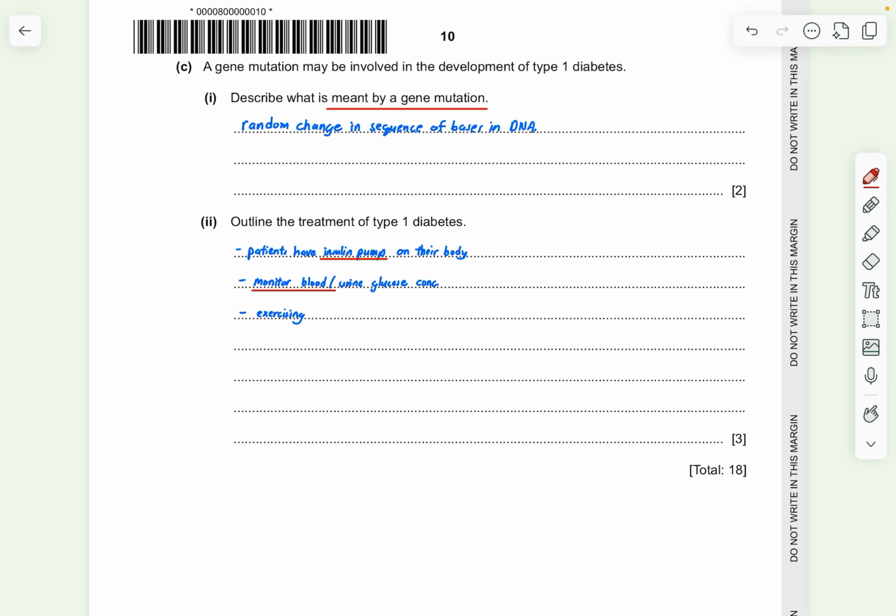And of course, another treatment for type 1 diabetes is definitely to increase exercising, increase the physical activity of the patient so that at least you won't be able to solve type 1 diabetes, but you can alleviate the symptoms of it, by encouraging physical activity to occur.